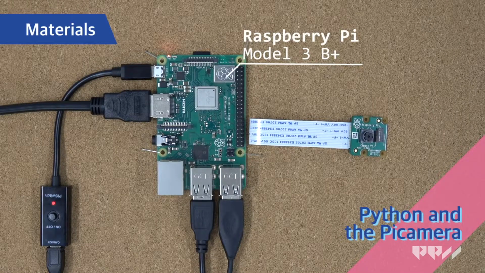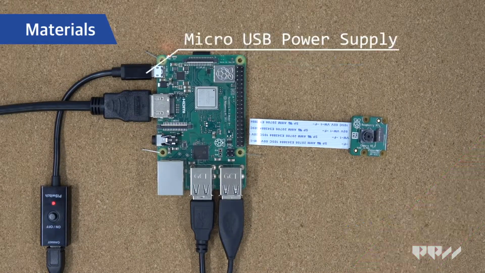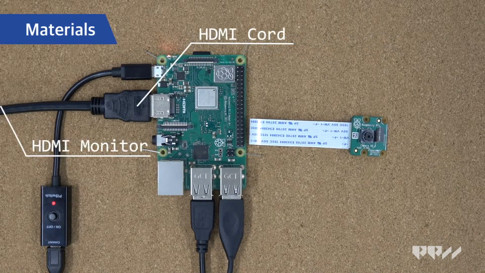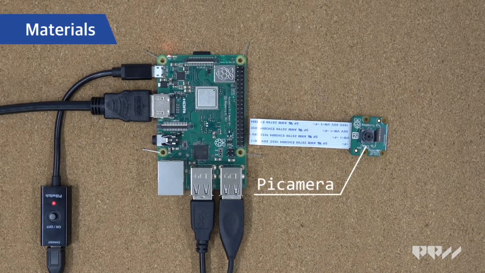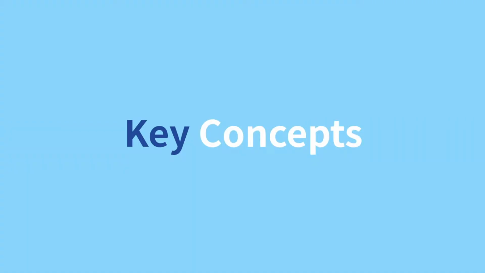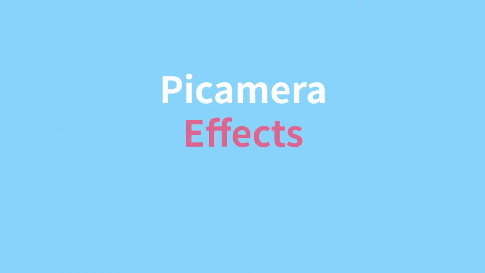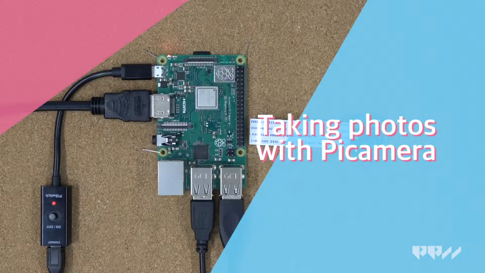Materials: Raspberry Pi Model 3B+, micro USB power supply, HDMI cord, HDMI monitor, 8GB micro SD card, Pi camera. Key concepts: Pi camera, effects, video. Project: taking photos with Pi camera.